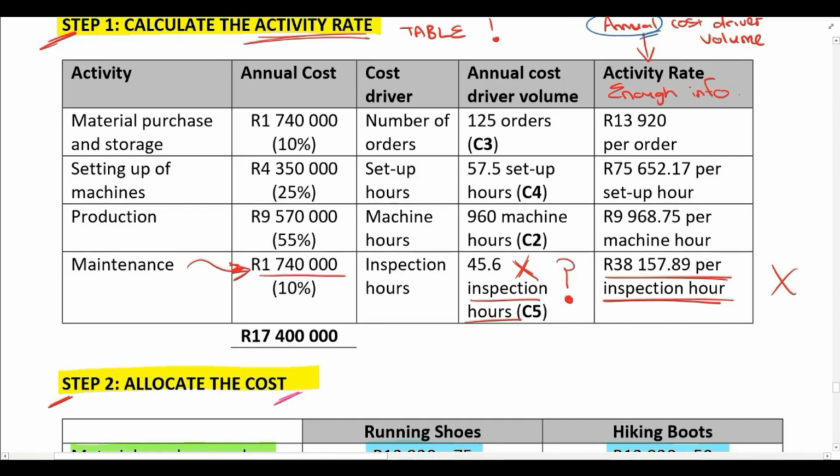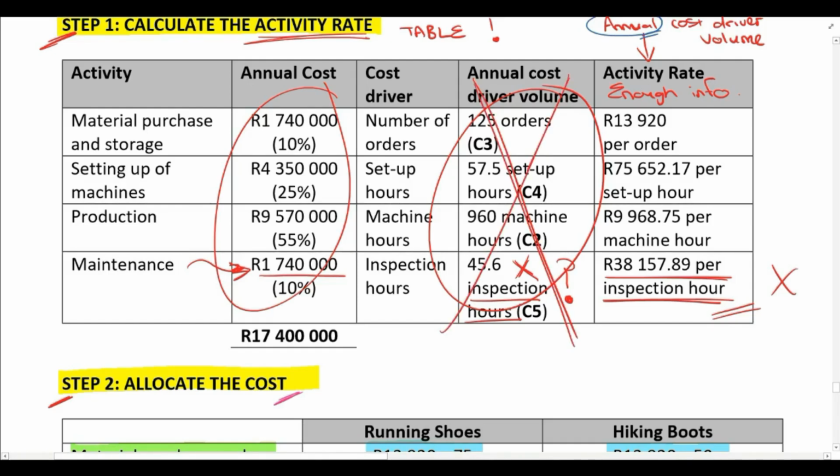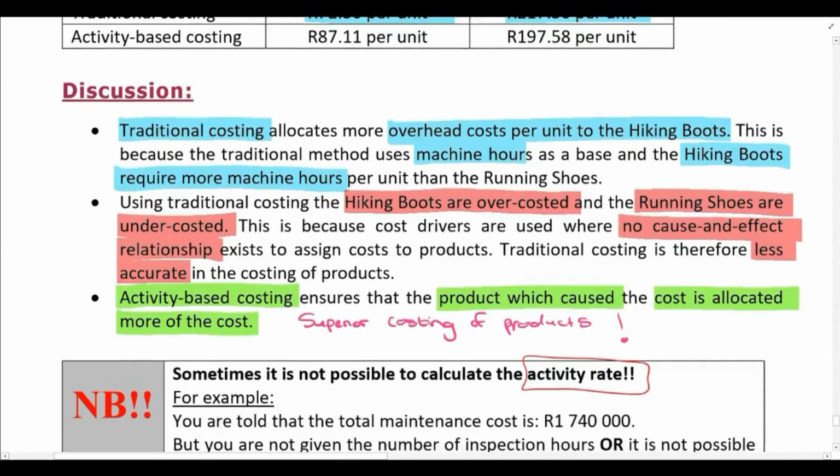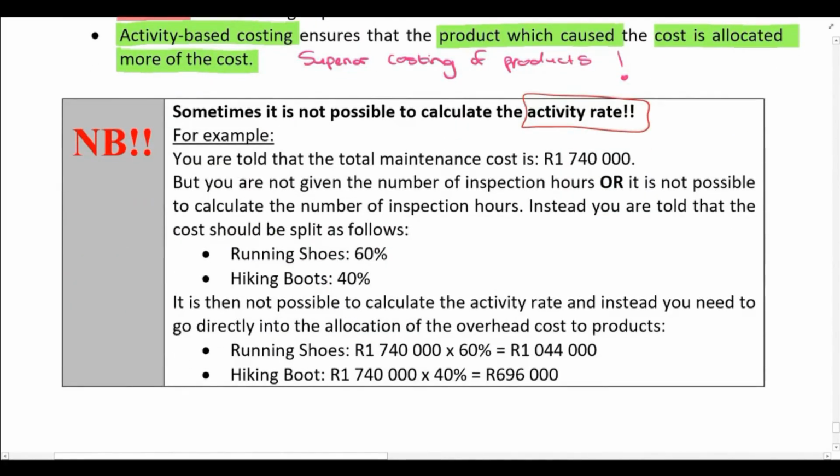Now, in most questions, there is enough information. If there's enough information, you take your cost, you divide by your cost driver volume, and you calculate an activity rate. If you can't work out your cost driver volume, then it's impossible to calculate an activity rate. And in that case, you can't split your calculation into 2 steps. Instead, you're going to have to go directly onto step 2, and you're going to have to split the cost. How are you going to do that? Well, they'll have to give you some other information. For example, they might just tell you that the cost should be split 60% running shoes and 40% hiking boots.